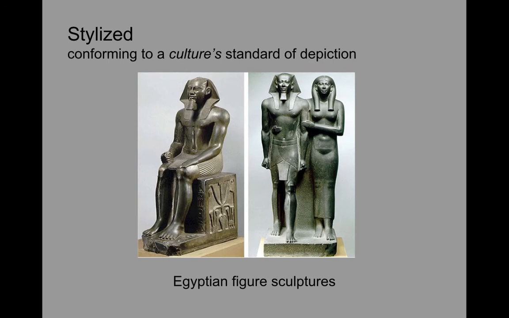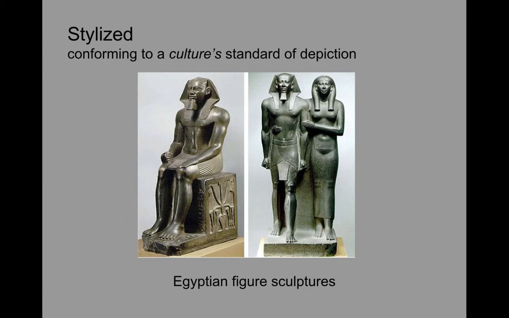Another type of representation could be called stylized. Stylized works are not just an individual artist's sense of style, but it's actually a sense of a whole culture, a whole group of artists conforming to their culture's standard of depiction. And the Egyptians give us a great example of this.